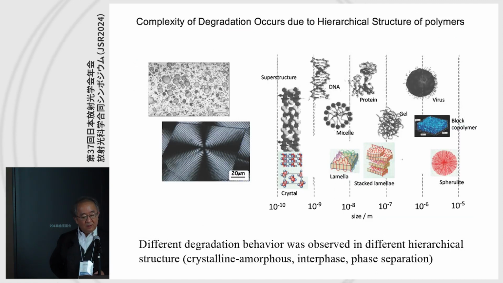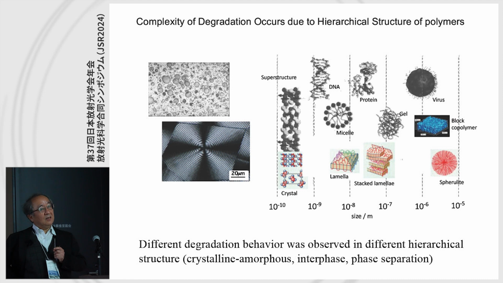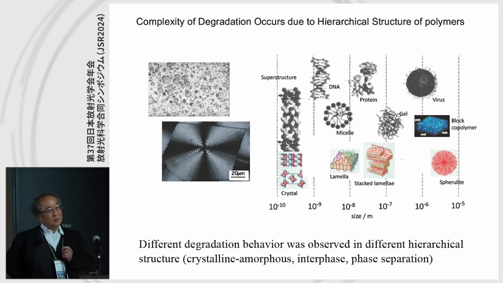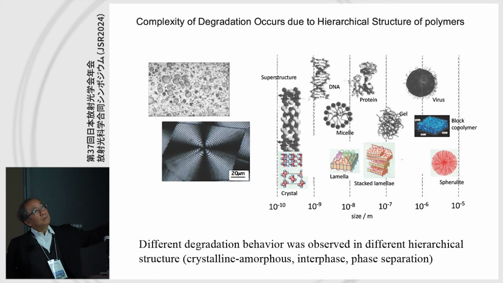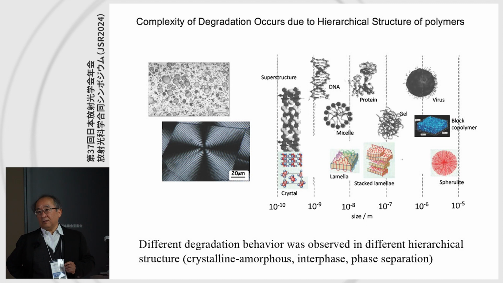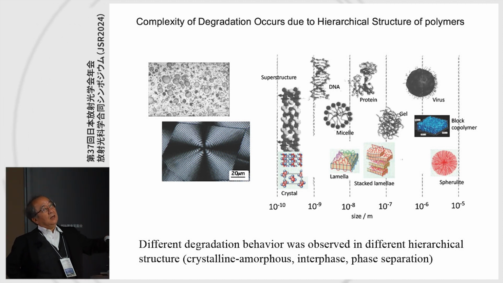Why do we have to study this kind of degradation process? Because a polymer is not uniform. They have a complicated higher order structure. They consist of an amorphous phase and a crystalline phase. The degradation rate is generally higher in the amorphous phase, so they show a non-uniform degradation process. And also, the surface is degradable. So it's very, very complicated.